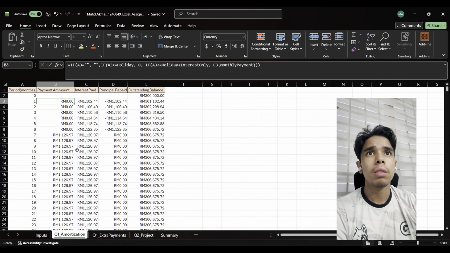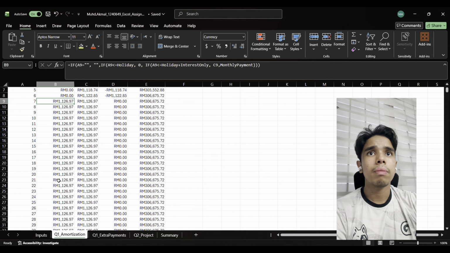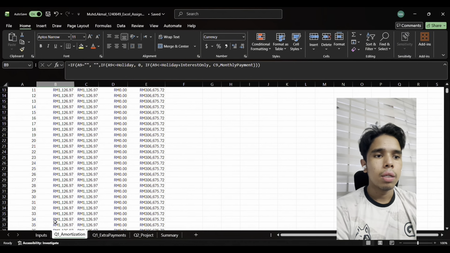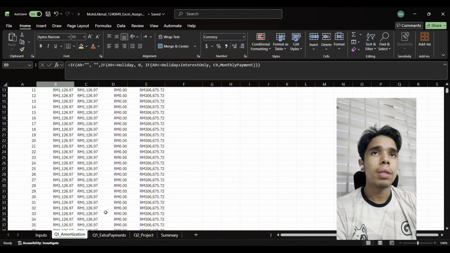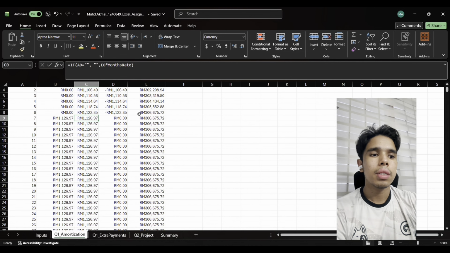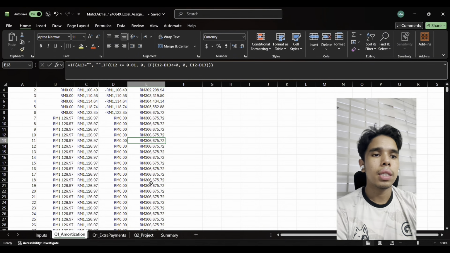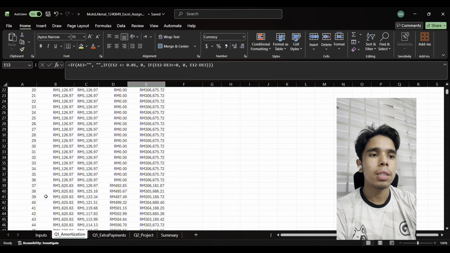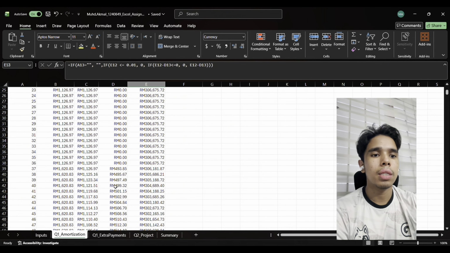For months 7 to 36, the interest only period, the payment equals the interest amount only, and the principal balance remains unchanged. For months 37 to 316, it will be the full amortization, so equal monthly installments and the balance reduced to 0 by month 316.